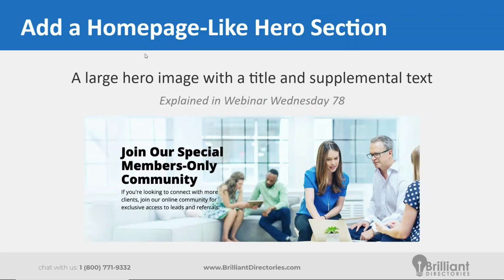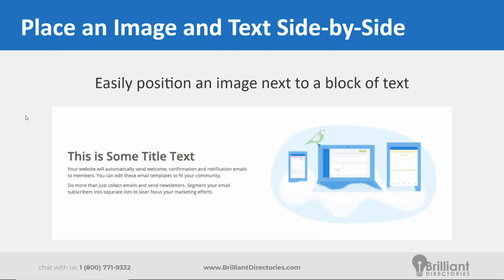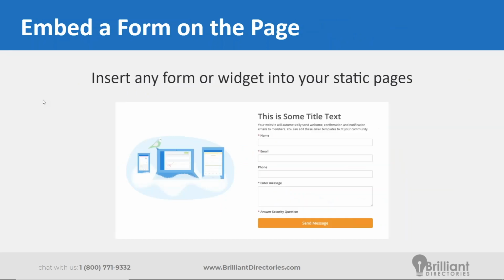We did make slides, so there's a hero section that you can add to your pages. You can create rows with several blocks of elements, nicely lined up and perfectly aligned. You can have text side by side with imagery. You can add forms to your pages very nicely. And again, you can have images there on the left or right. You can add complementary text or bullets or whatever you need as well.